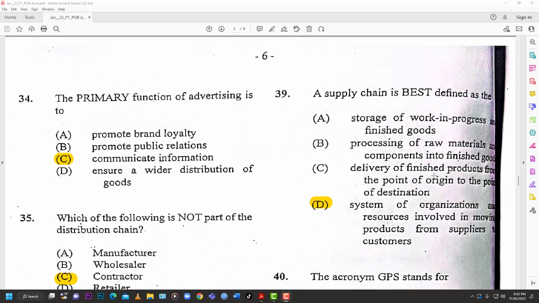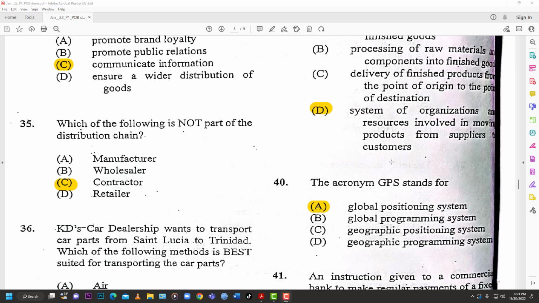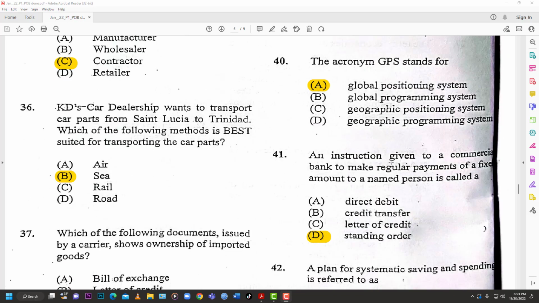39. A supply chain is best defined as, and so this one is one we have had some problems seeing the complete thought. So a supply chain is best defined as, and based on what I can make out, the best answer is D, system of organizations and resources involved in moving products from supplier to customer. That's the best one for the supply chain, right? So that's D.